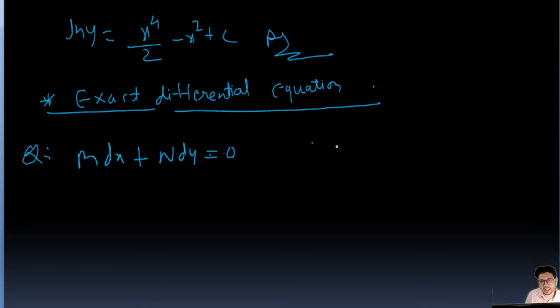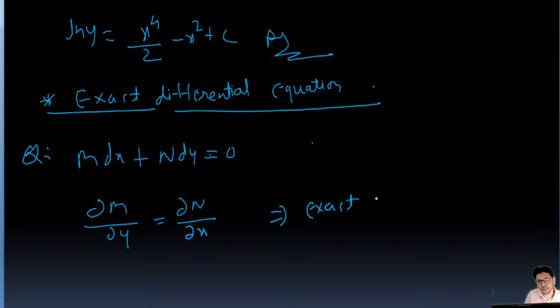So if the equation is in this form and M and N are functions of x, y, and if del M upon del y equal to del N upon del x, if this is equal to this, then we can say this differential equation is an exact differential equation.